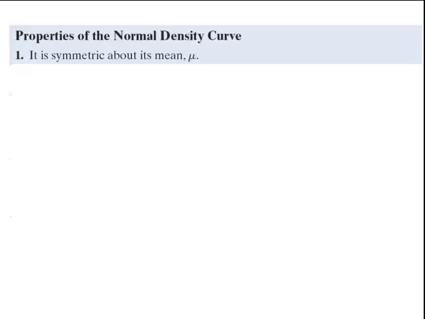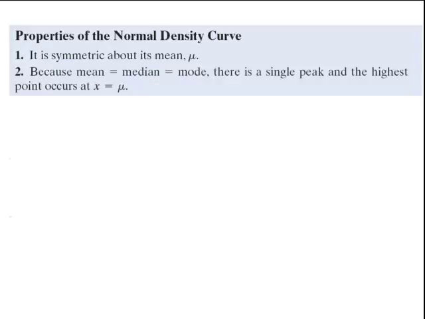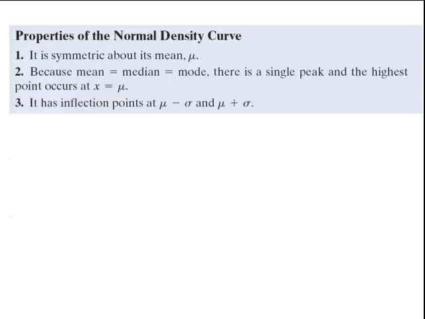It's symmetric about the mean, mu. Because the mean, the median, and the mode all equal the same number, there is a single peak, and the highest point occurs at x equals mu. It has inflection points at mu minus sigma and mu plus sigma.